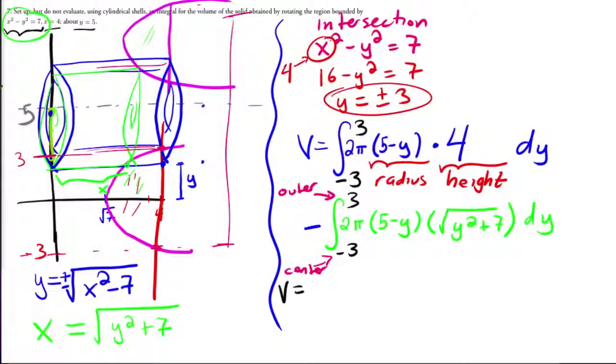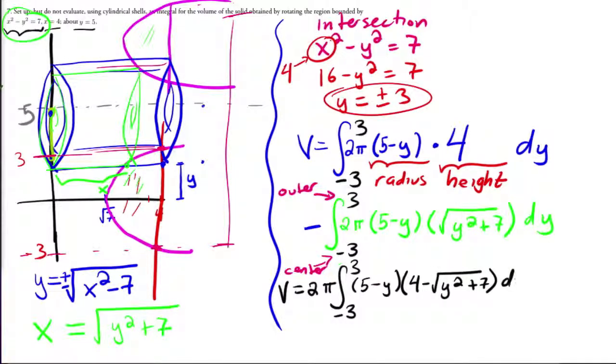And so let me just put this together. This should equal 2 pi times the integral from -3 to 3 of 5 minus y times, if I factor that 5 minus y out, 4 minus the square root of y squared plus 7, with respect to y. So that's good. And then if you approximate that, you should get about 163.027. And that's it.